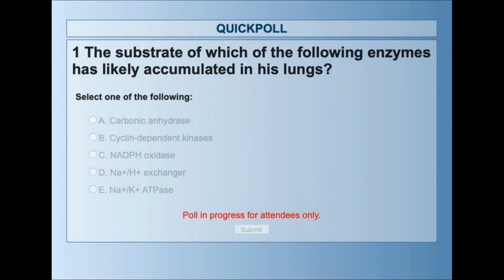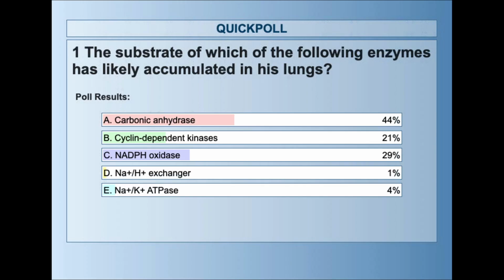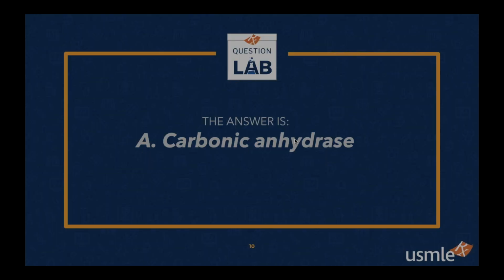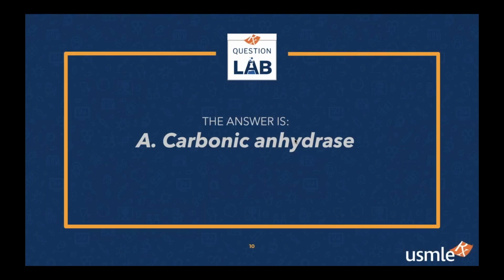All right. I see that over 2/3 of you have responded. Let's take a look and see what you selected. In first place with 44% was carbonic anhydrase. In second place, we had 29% of you select NADPH oxidase. So let's take a look and see what the correct answer is. And the correct answer is A, and 44% of you got it right. So great job. It was a tough question. Let's pay attention to Paras now so we can all get it right on test day. Paras.